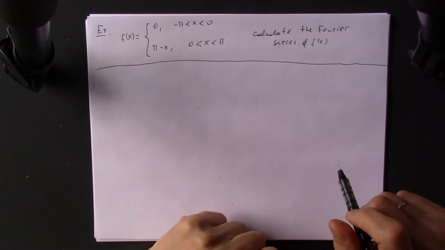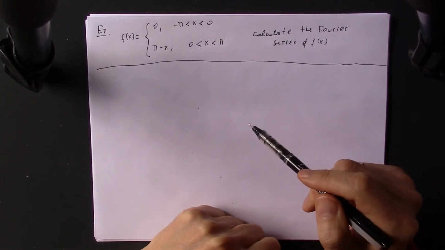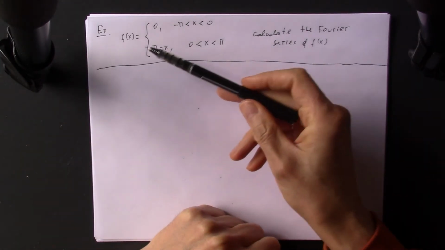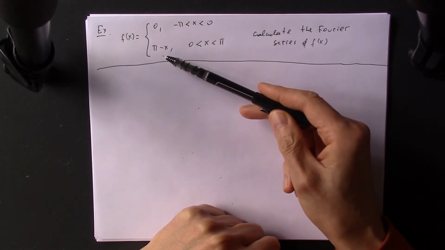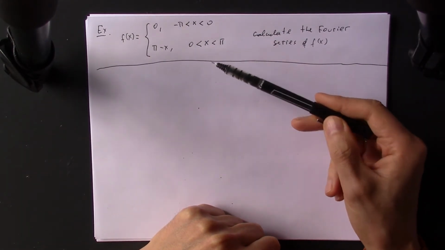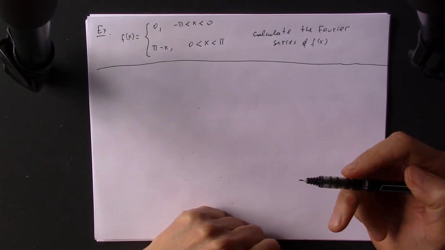We have a following problem. Function given by cases. F of x equals to 0 when x is between negative pi and 0. F of x equals pi minus x when x is between 0 and pi. And we are asked to calculate the Fourier series of that function.